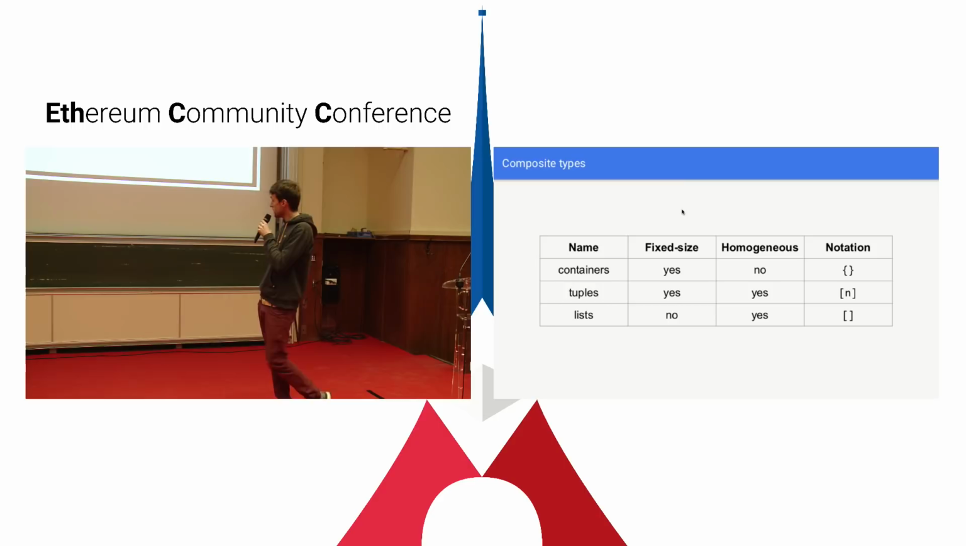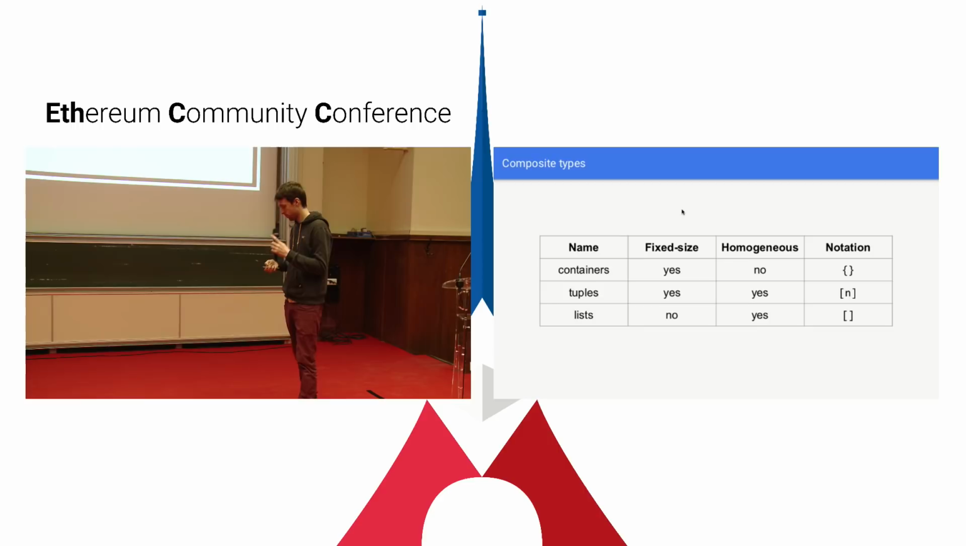We have tuples, which is basically a fixed size array. The elements need to be homogeneous. And then we have lists, which is basically the same thing as a tuple, but the size can be variable. So if you want to build an object, at the very bottom you have these basic types, and then you can build, for example, lists of uint64s, and then you can do lists of lists, et cetera.